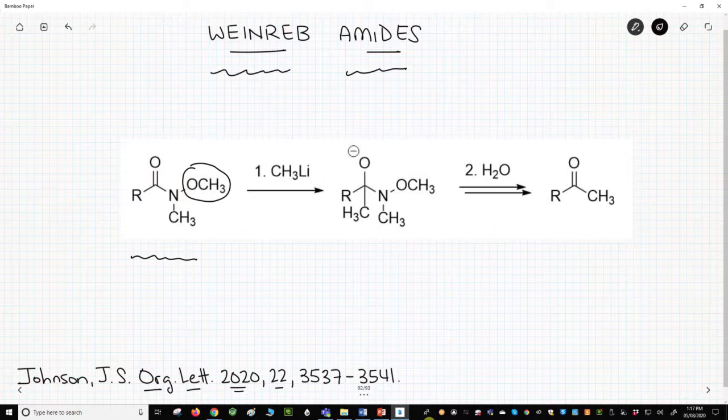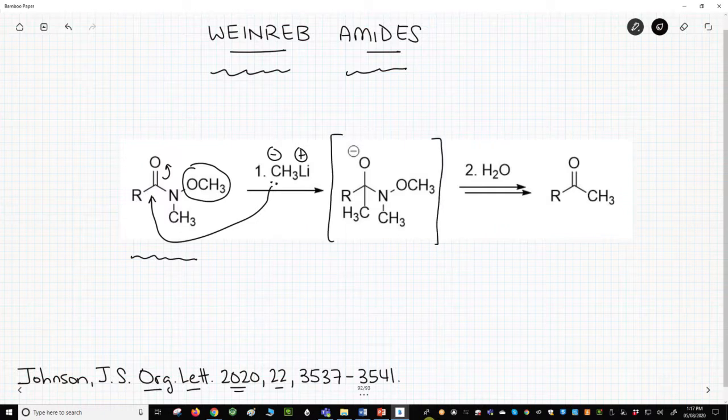If we react this amide with an organometallic, let's use methyl lithium again, the carbon can attack at the amide carbonyl and make our tetrahedral intermediate. You might be tempted to kick out a leaving group to make a ketone, but that doesn't happen. The oxygen of the methoxy group and the O- form a stable complex with the metal counterion, lithium plus, in a 5-membered ring. The ketone doesn't form.